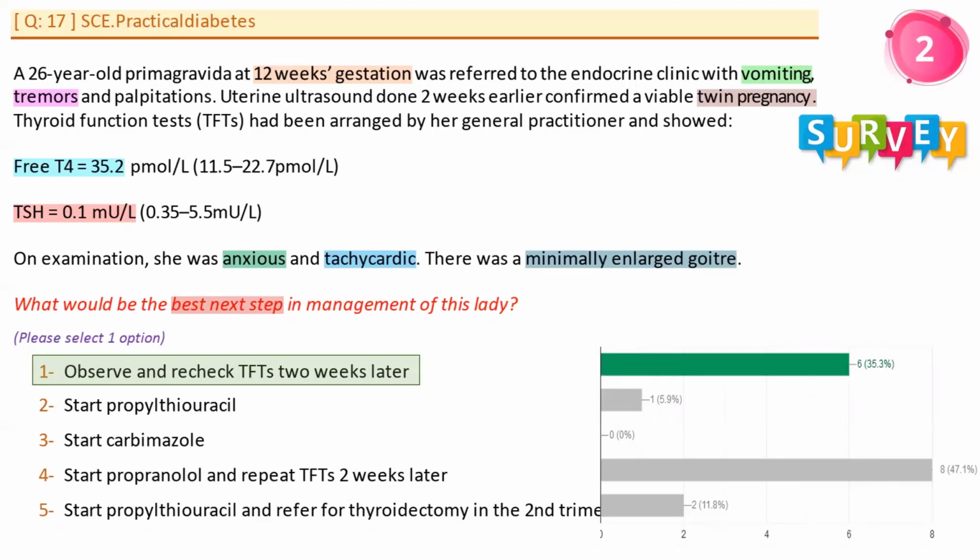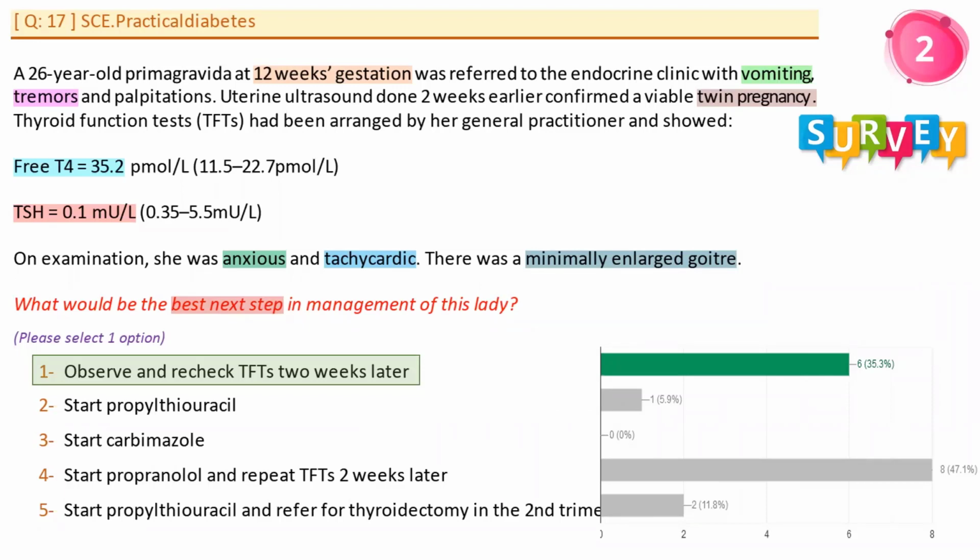What about if this patient is not pregnant, should we recheck after 2 weeks or treat? No treatment. Actually, if non-pregnant and presented with a mildly low TSH, with T4 more than one and a half times the upper reference range, in this situation we should check for assay interference.